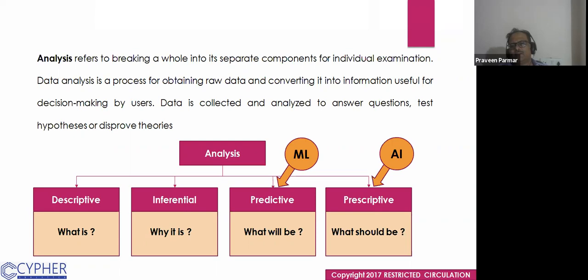Then predictive analysis. What will it be? Suppose we have data of crop production of the last 50 years, and I trained a model which predicts the crop production as per the rain. If you input the figure of rain, it will give you the crop production. That is the predictive analysis.